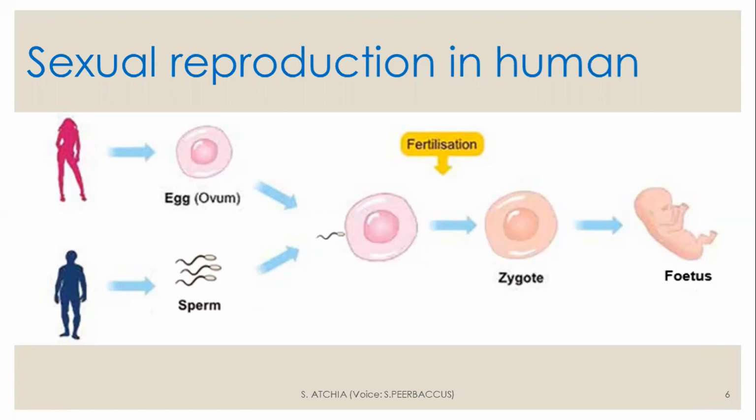The zygote will then divide into 2 cells, then 4, then 8, until it forms a ball of cells, which will eventually develop into a fetus, which will finally develop into a baby, which is the new offspring produced as a result of sexual reproduction between the female and the male parent.